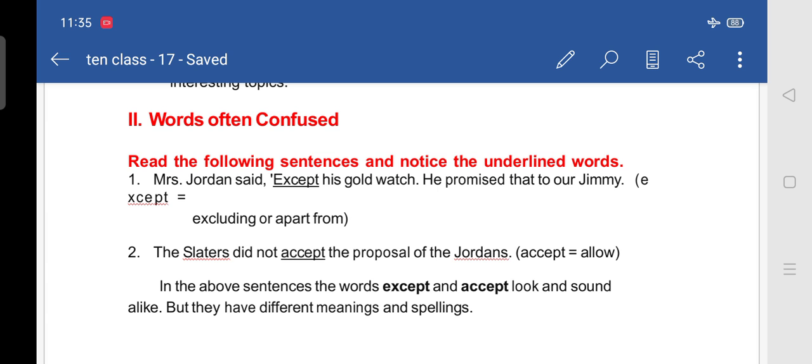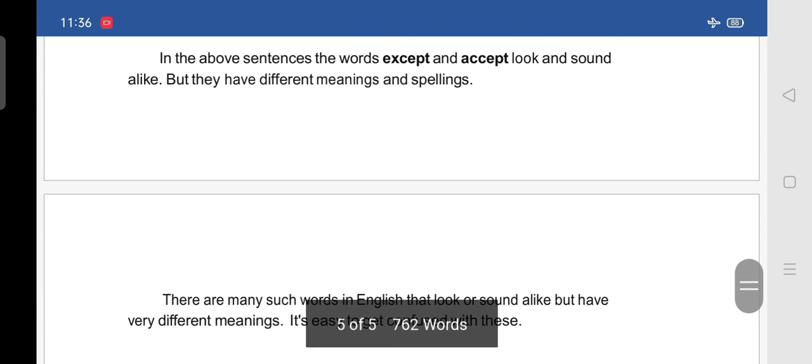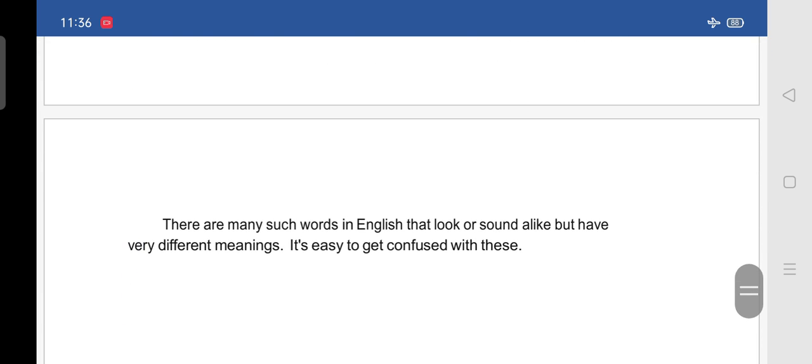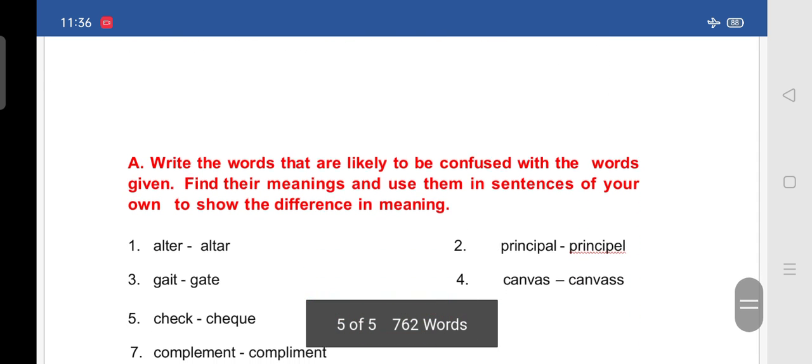Then number 2, the Slater did not accept the proposal of the Jordans. Accept means allow. So in the above sentences, the words except and accept look and sound alike but they have different meanings and spellings, isn't it? There are many such words in English that look or sound alike but have very different meanings. It's easy to get confused with these.